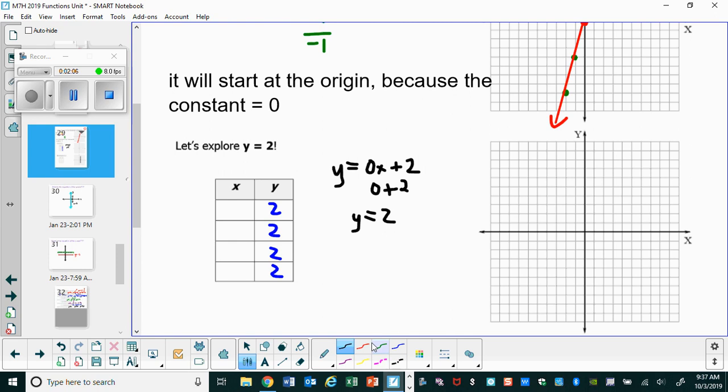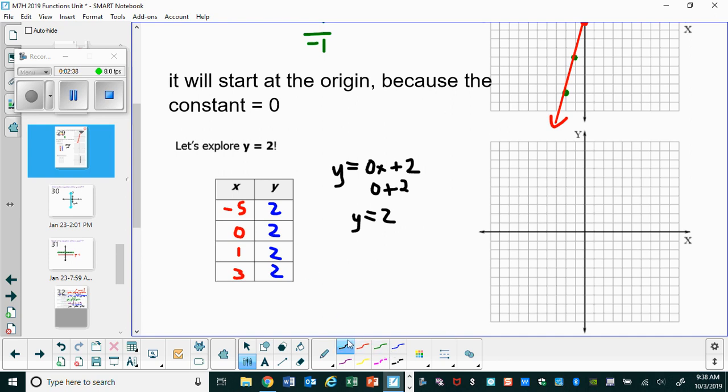Now think about it. I could take any number and plug it in. Like I could say, okay, so let x be a negative 5. And negative 5 times 0 is 0, and then I'd get a 2. What if I plugged in a 0? All right, so 0 times 0 is 0, plus 2, still a 2. I could plug in a 1. 0 times 1 is 0, plus 2 would be 2. And let's say if I plugged in a 3. So 0 times 3 is 0, and then plus 2. So the answer every single time is a 2 no matter what.